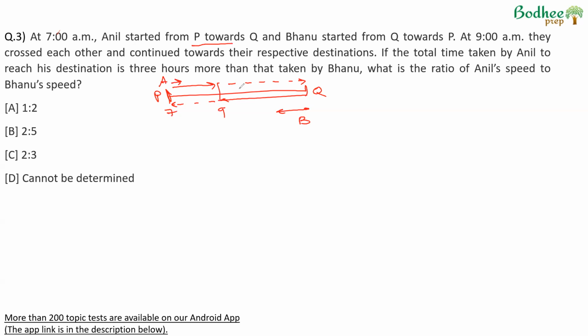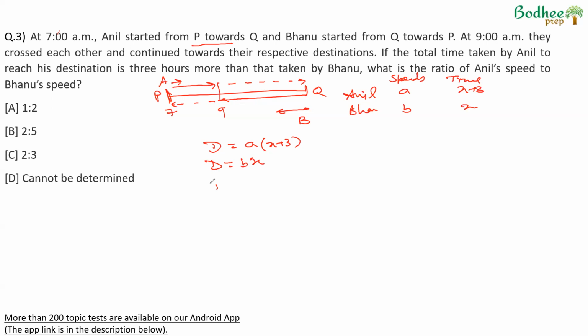So if we say that for Anil and Bhanu, let their speeds be A and B respectively, kilometers per hour, and the time taken for entire journey for Bhanu be X. Anil took 3 hours more, so X plus 3. Therefore, we can say that the total distance between P and Q is equal to speed of Anil into time taken by Anil. Also, it will be speed of Bhanu into time taken by Bhanu.